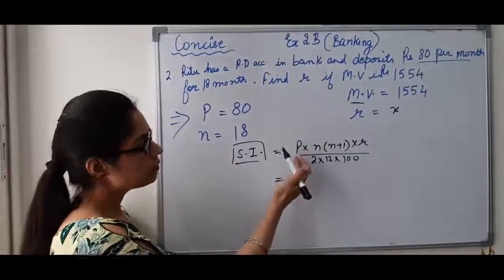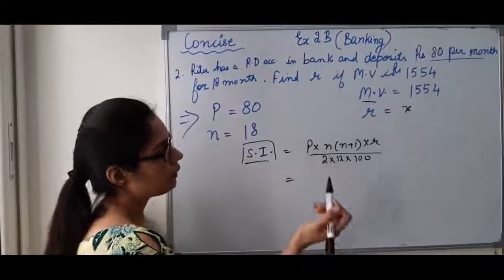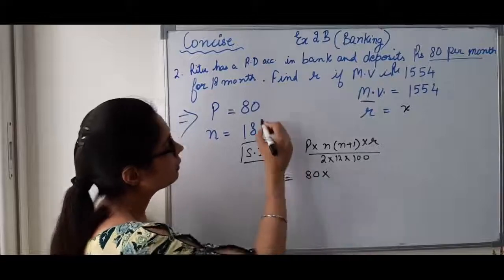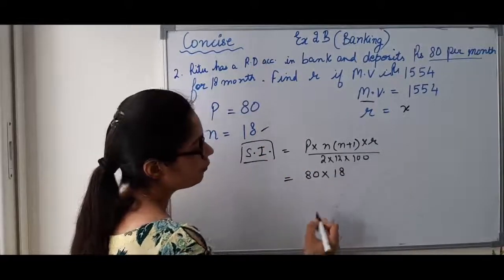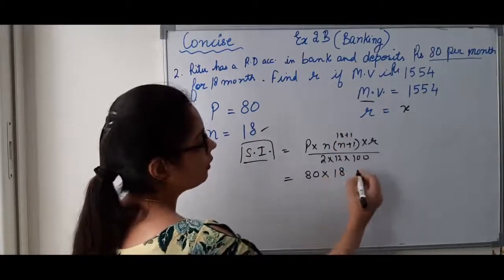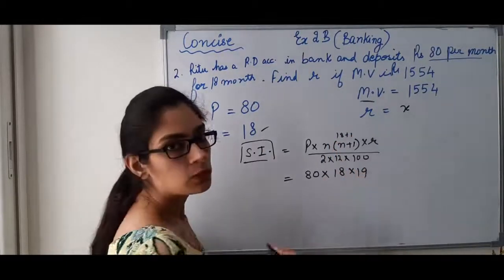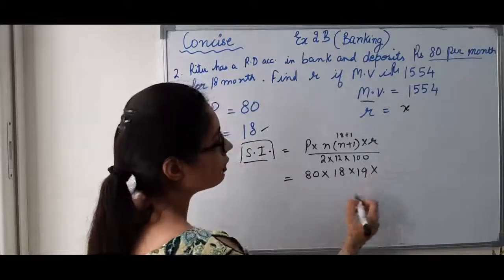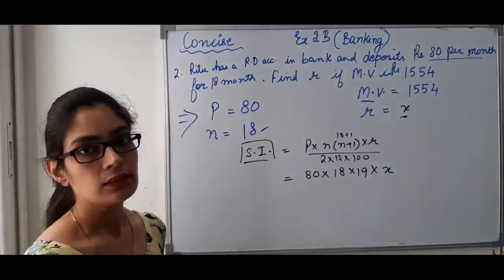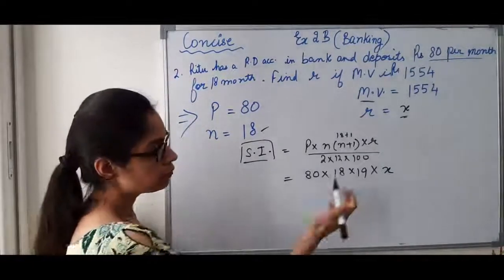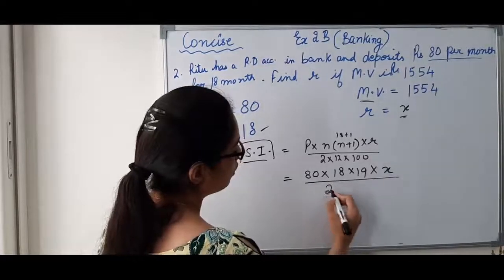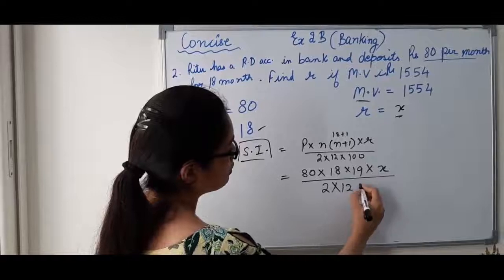Now I will just substitute the values of P, N and R. P is 80, N is 18, and N plus 1 is 18 plus 1, so it will be 19. And R I have assumed as X. If you want, you can leave R as R also, it's your wish. So I have assumed R as X, that's why I am writing X over here. So let's reduce this calculation. This I will write as it is.